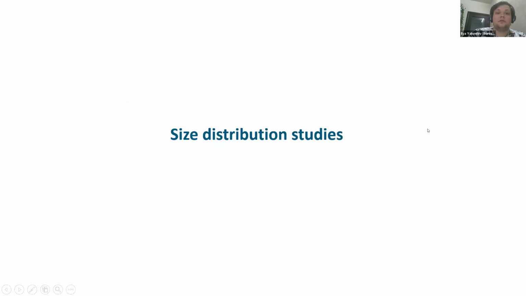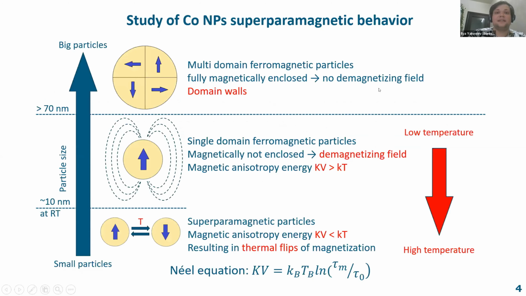So first of all, let's talk about size distribution studies. And the important physical phenomenon here is the superparamagnetism. The NMR response of cobalt nanoparticles greatly depends on their size. In case of relatively big particles, larger than roughly 10 nanometers, these particles are ferromagnetic, generally, at room temperature. They can be either multi-domain or single domain, and they produce a normal internal field NMR signal.